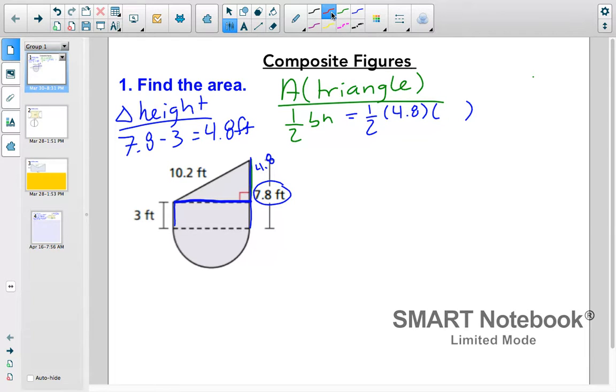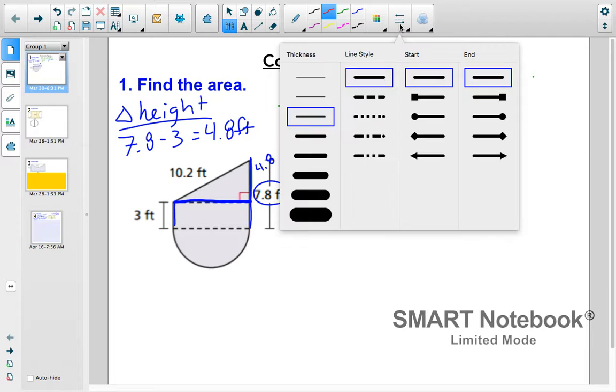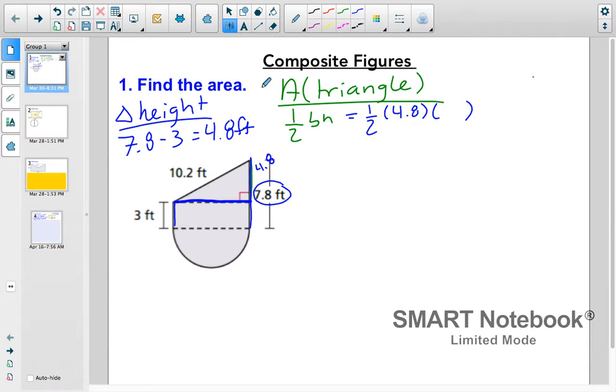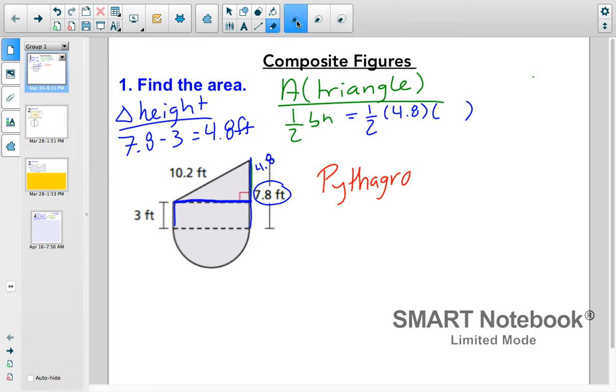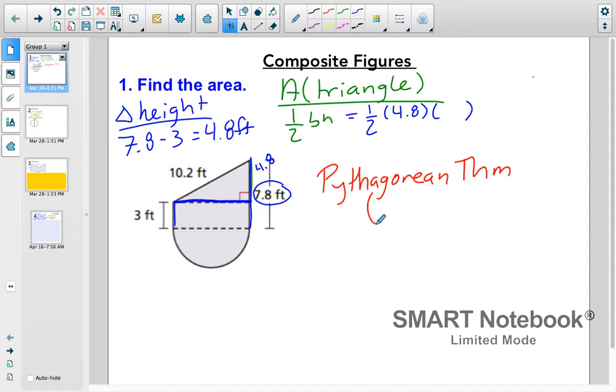Because what kind of triangle do we have? We got a right triangle, which means I can use the Pythagorean theorem. Whoops. If I could spell correctly, that'd be cool. Pythagorean, there we go. Pythagorean theorem, and in parentheses, I'll put triangle base, because we're using that to find the triangle base.